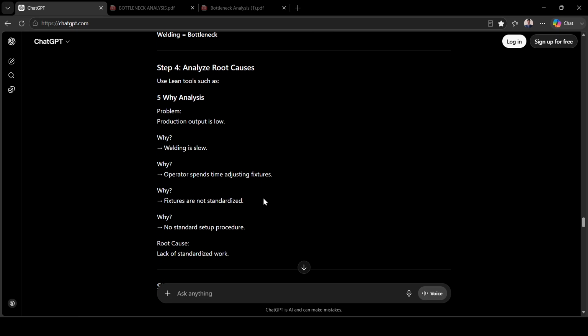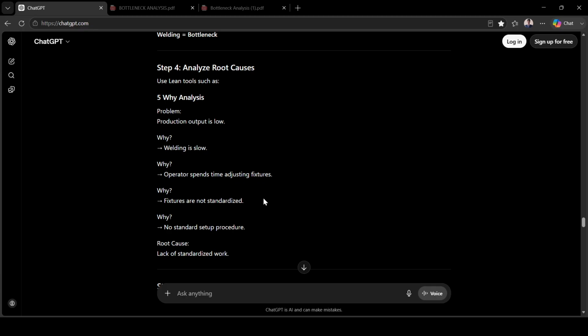Analyze root causes. Use lean tools such as 5-why analysis. Problem: production output is low. Why? Welding is slow. Why? Operators spend time adjusting the fixture.